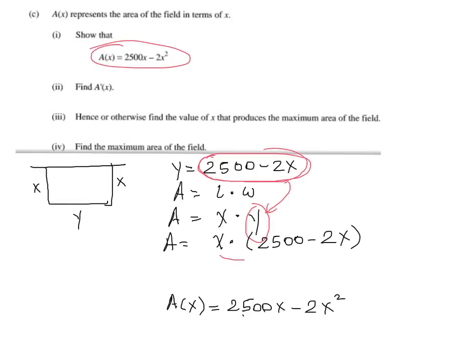Let's distribute and see what we get. When we distribute, so we're multiplying x by 2500, we get 2500x minus, and we're now multiplying x by 2x, and we get 2x squared. And as you can see, our answer is the same as the answer that we're searching for. So we've shown what we're looking for. That area is 2500x minus 2x squared. And we're done with that part of the question. So that's what C1 looks like. Let's move on to C2.